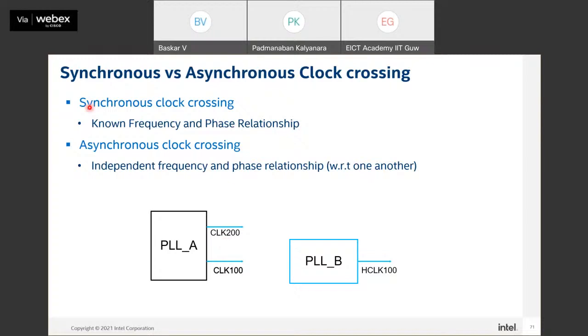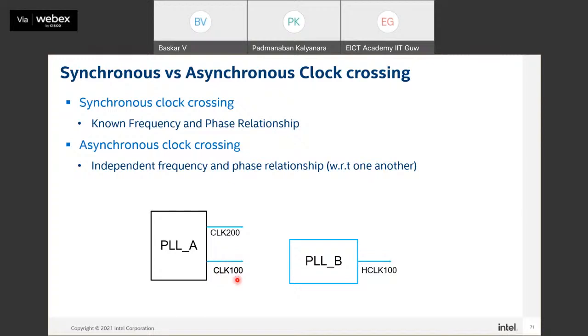If you cannot determine the frequency and phase relationship, or if you know that these two clocks are originating from two different sources, then they are asynchronous. Though the frequency or phase relationship can match, they are originating from two different PLLs, so they should be considered asynchronous. A synchronous clock crossing has a well-known frequency and phase relationship. An example is these two clocks, clock 200 and clock 100. These are synchronous to each other. They are originating from the same PLL with a relationship of 1:2.